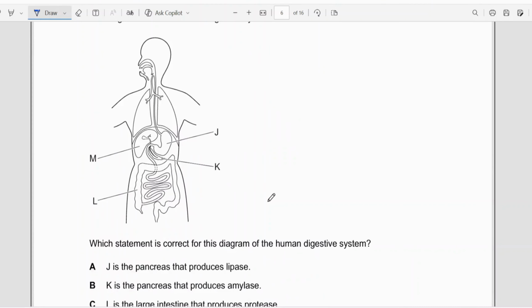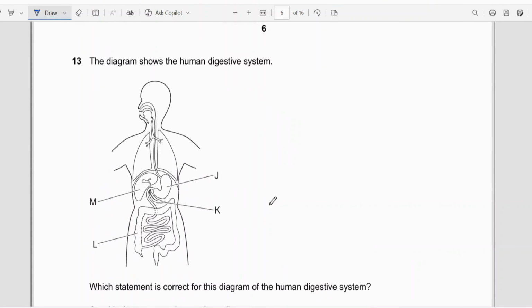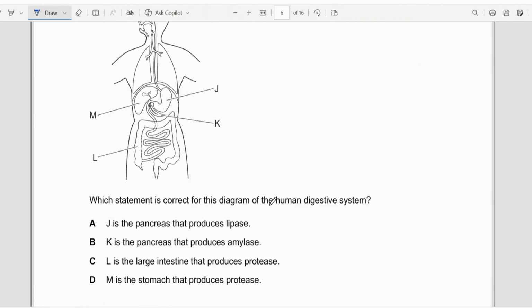Next one. A human digestive system is given. You have to look at the labeling and then find the answer. Which statement is correct for this diagram? J is the pancreas. Is J the pancreas? No. So this is incorrect. K is the pancreas. Yes. It doesn't produce amylase. L is the large intestine. Yes, but it doesn't produce any of the enzyme. M is not the answer. So B is the answer.